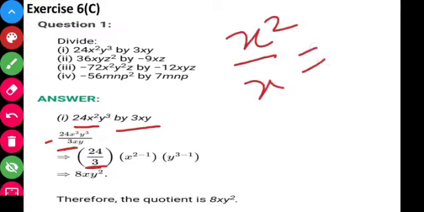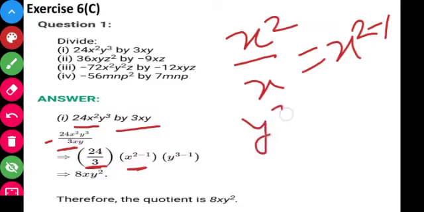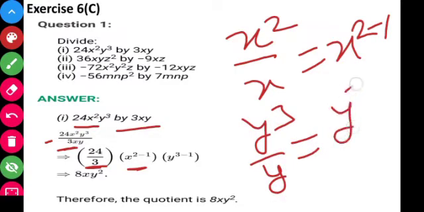So it is given, divide 24x square y cube by 3xy. You can write 24x square y cube upon 3xy. So you can write 24 upon 3, and then x square by x, so this will be x to the power 2 minus 1, this is done, and then y cube upon y, this can be written as y cube minus 1.